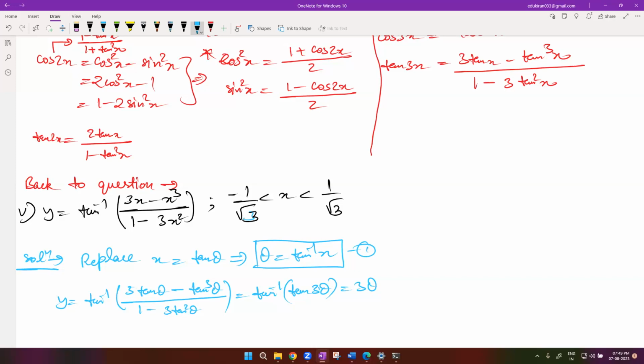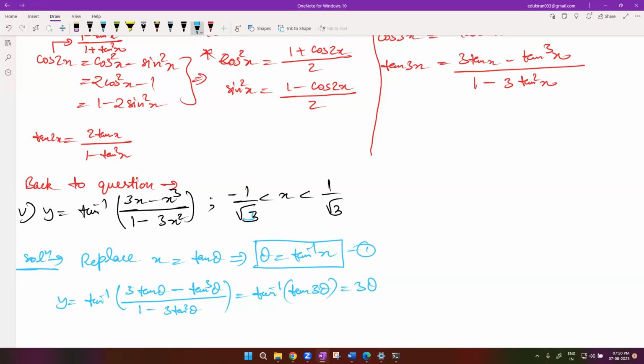But for our case, it is very simple. The domain will always be given like that only, so that you can write this tan inverse tan 3 theta directly as 3 theta. If x was given something else, let's say x greater than 1 by root 3, then tan inverse tan 3 theta cannot be written directly as 3 theta. Then we will have to check what the other possibilities are.